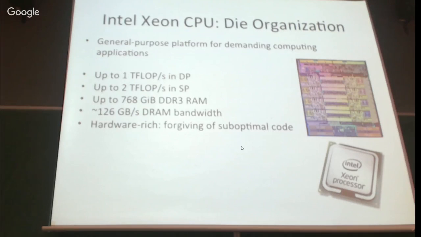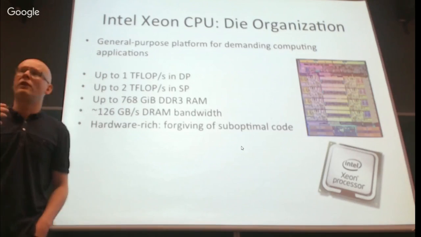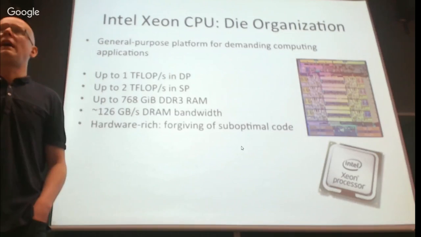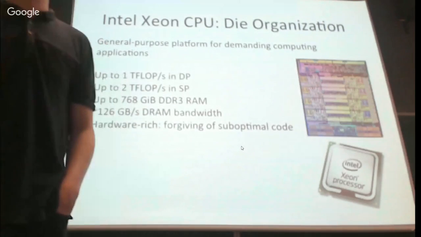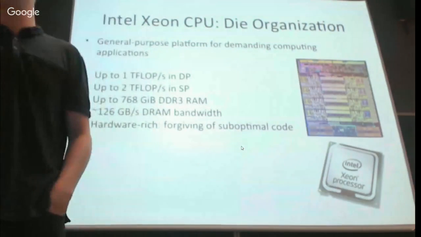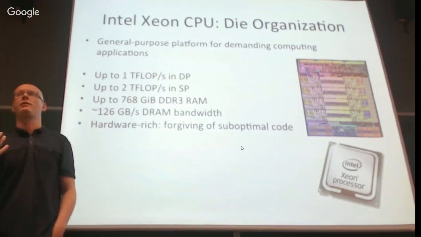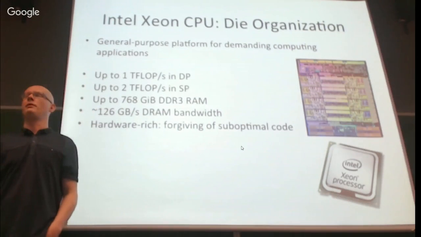Okay, so up to a teraflop per second in double precision, up to 2 teraflops in single precision, up to 768 gigabytes DDR3 RAM. And here's something that's maybe slightly more new to us. It offers 126 gigabytes per second DRAM bandwidth. So one of the things we're going to try and find out today is whether our software is memory bandwidth bound or compute bound. Can I ask you guys right now if you have any feel for that in terms of the software that you're interested in developing? Is your software compute bound or memory bandwidth bound?